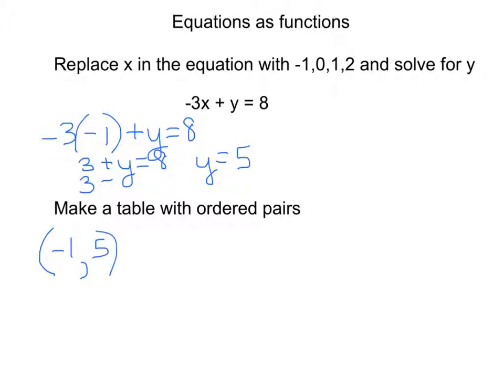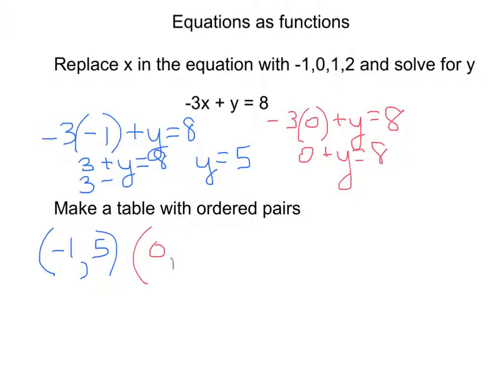Then we can replace that x with a 0. So -3 times 0 plus y equals 8. And 0 times anything is 0, plus y equals 8. So our y value is 8. So this ordered pair is 0, comma, 8.